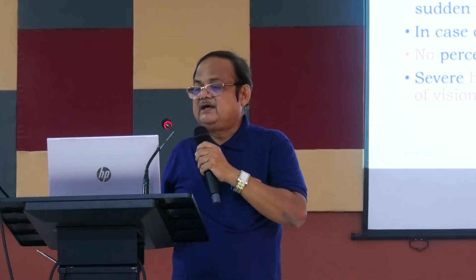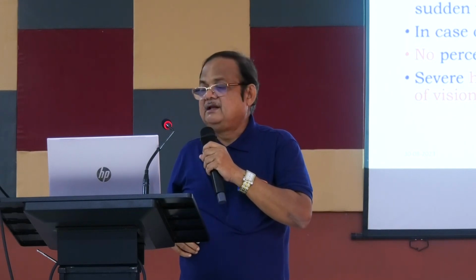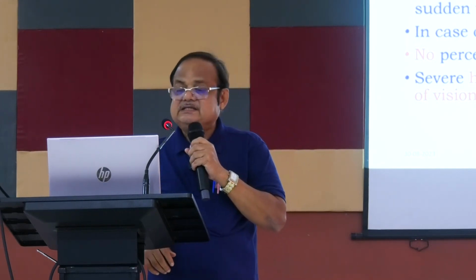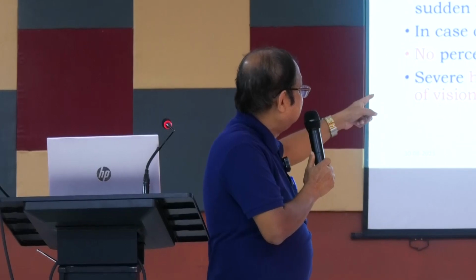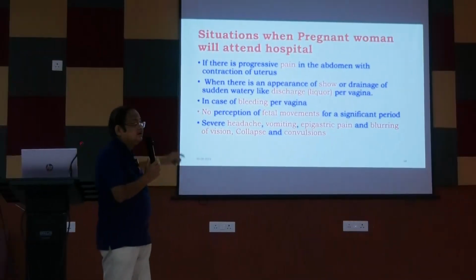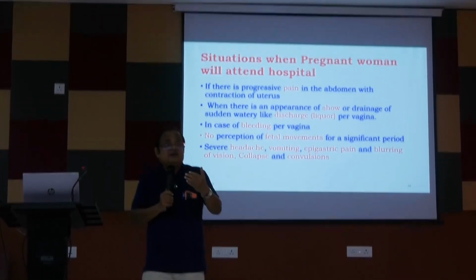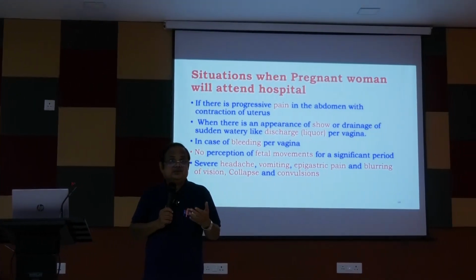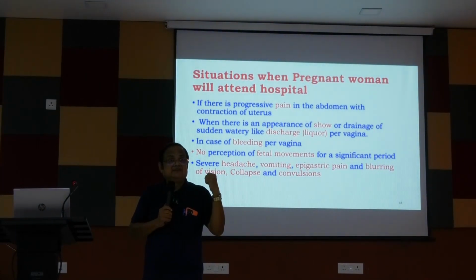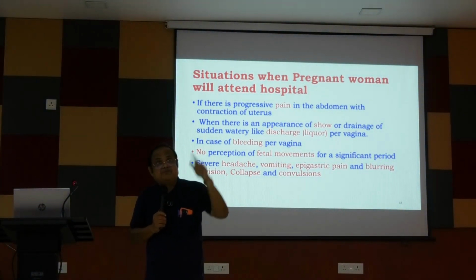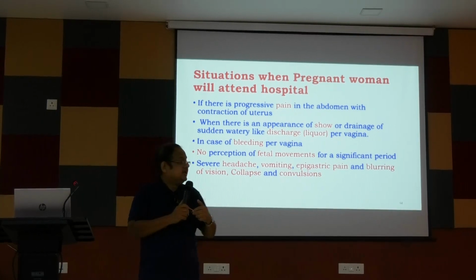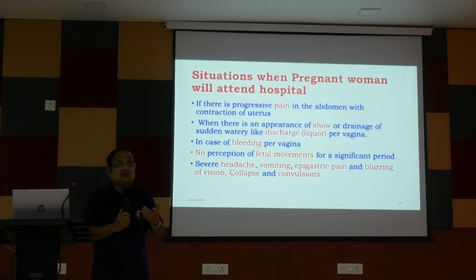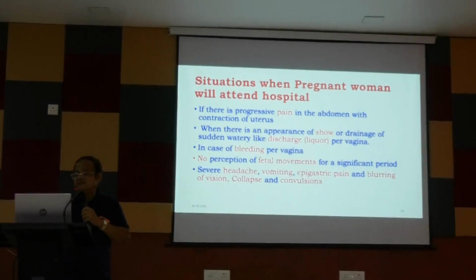Severe headache, vomiting, epigastric pain, blurring of vision, collapse and convulsion, also bleeding from the nose. What is the significance? These are the features of a patient just before development of eclampsia, the convulsion. A preeclampsia patient may appear like this, so you will have to admit the patient immediately. Otherwise they may develop convulsion, and when convulsion occurs there may be the most serious problems. The patient may also collapse, and may not survive.